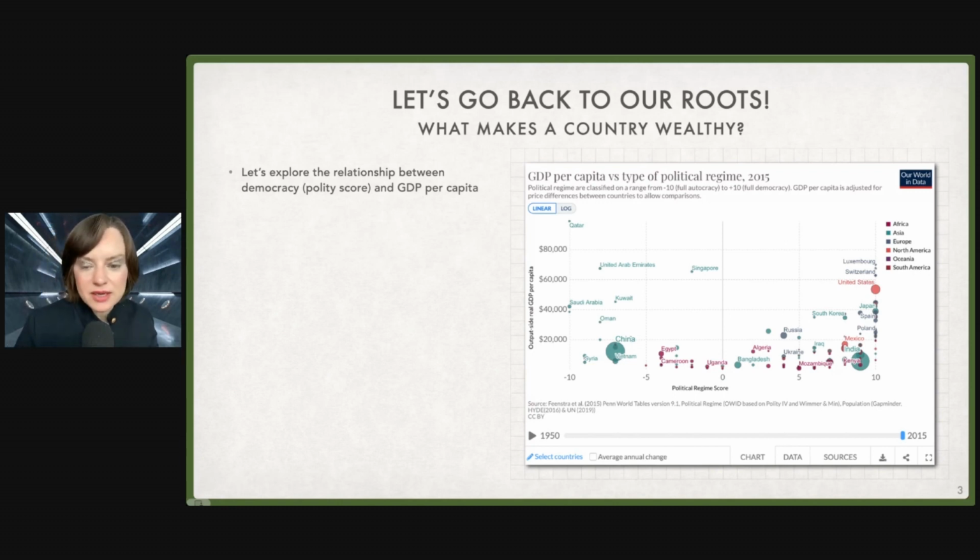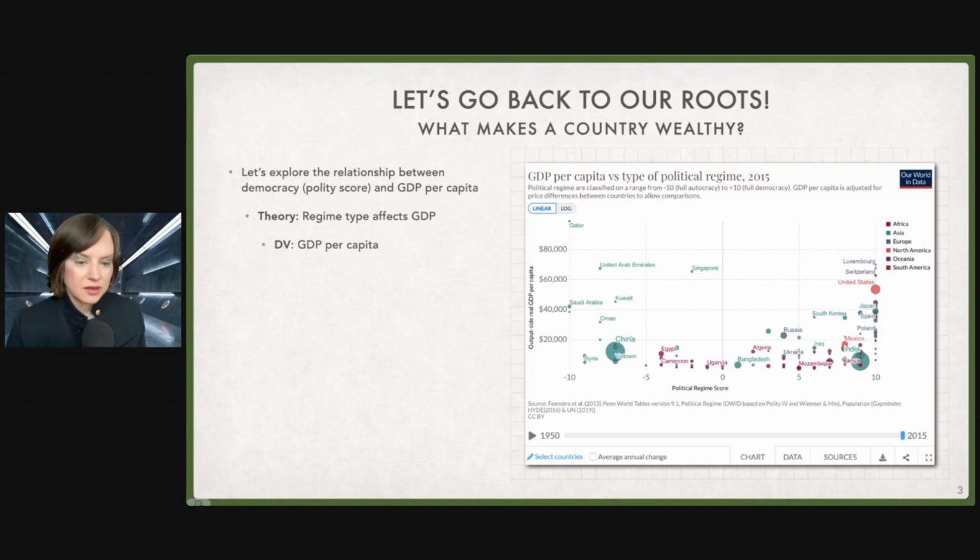Does being a democracy make a country more wealthy? We're not at all going to be able to say anything truly about causality, but we could think about making some predictions. So my theory that I'm working with is that regime type affects GDP. My DV, my dependent variable in this case, is GDP per capita. That's what I'm predicting. My IV is the polity score that a country has, and it can range from -10 to 10.